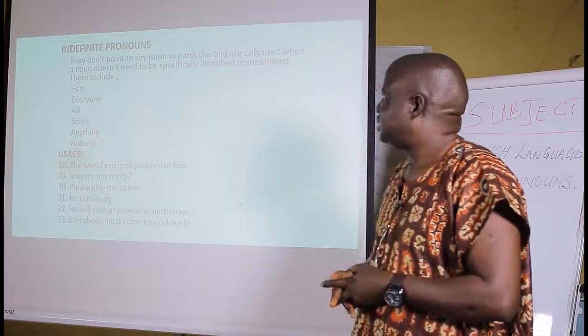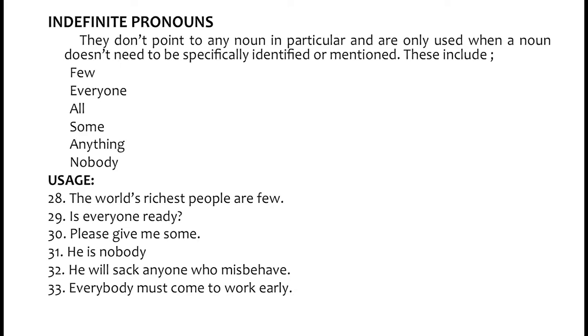Indefinite pronouns. They don't point to any noun in particular and are only used when a noun doesn't need to be specifically identified or mentioned. These include few, everyone, all, some, anything, nobody. Usage. The world's richest people are few.